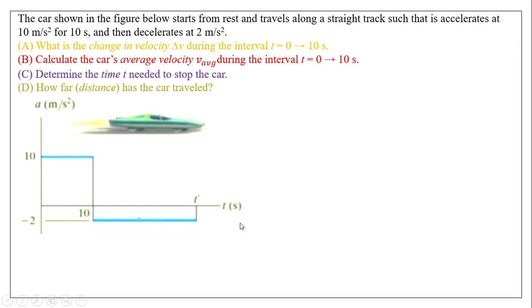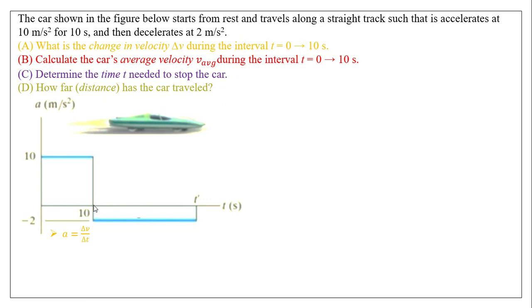All right, let's go ahead and crack out A, B, C, and D. Part A asks us to find the change in velocity during the first 10 seconds. So really it's just from 0 to 10, which is right here, looking at the first half of the graph.